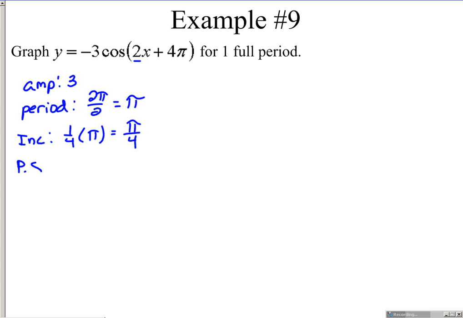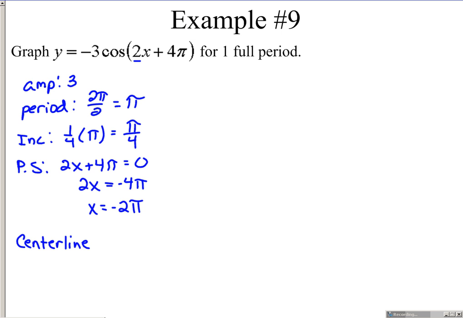Phase shift. Take the entire angle. Set it equal to 0 and solve for x. Phase shift is -2 pi. Center line, nothing is being added or subtracted from the entire function. So that's y equals 0. This time we have a phase shift, so I'm not even going to bother putting in our y-axis yet. Just going to draw on the x-axis. Our phase shift is our starting point, so we're starting at -2 pi.